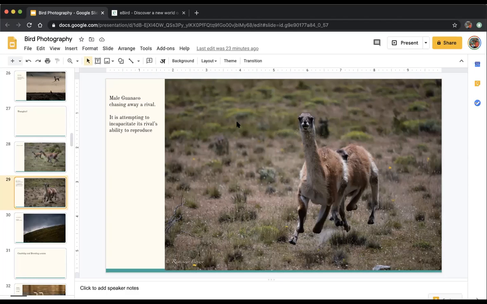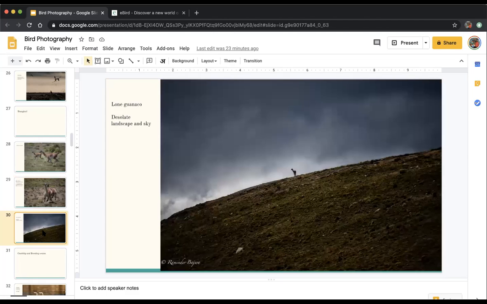And that's pretty dramatic, and this guy is literally running for his life here. And there's also this lone Wanako in this very desolate landscape and sky, right?